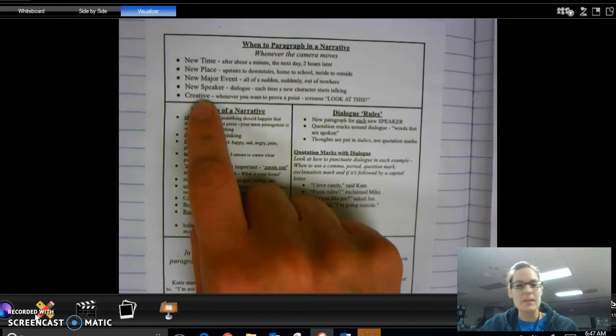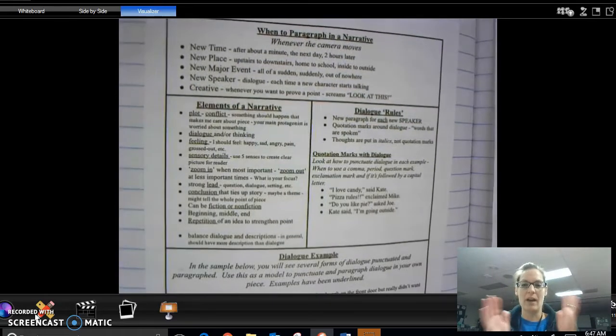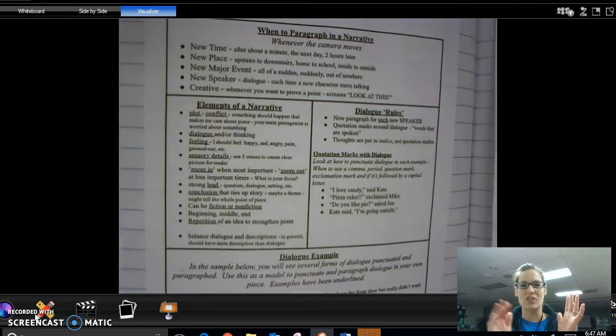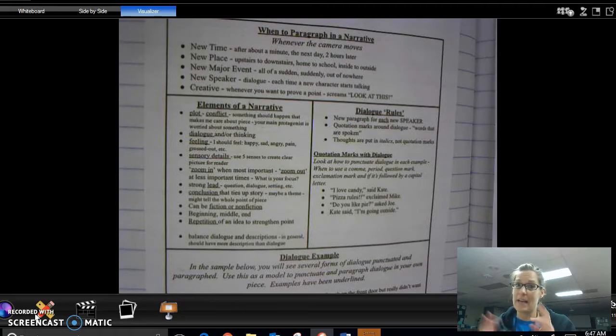A new speaker, this is when there's dialogue. If you have two or more characters having a conversation, every time one of the characters speaks, you create a new paragraph. So even if it's, "Do you want to come hang out at my house today?" that's paragraph 1. And then the next person goes, "Sure." And then it comes back and says, "Okay, we'll bring your stuff. We'll get some pizza." Even though this person only said sure, that's its own paragraph because a new person was talking.